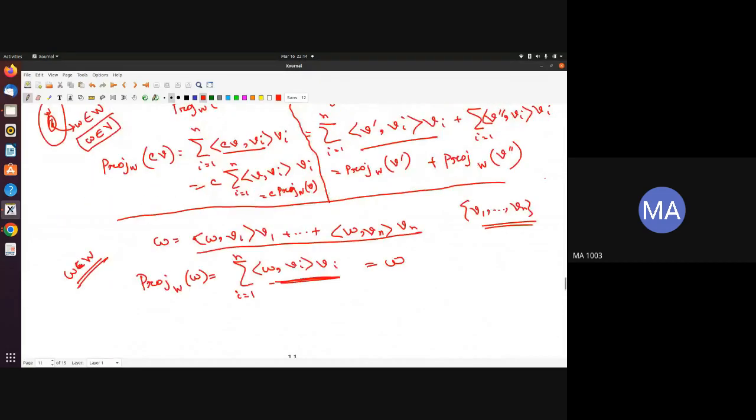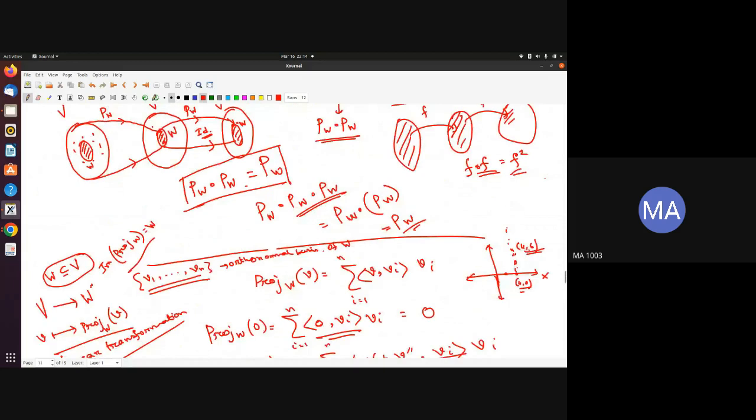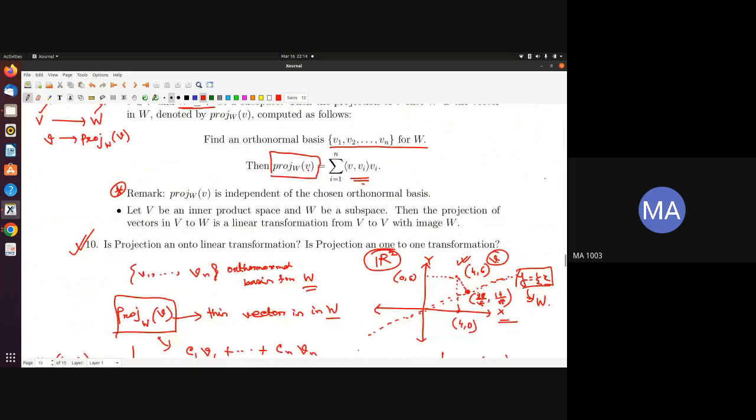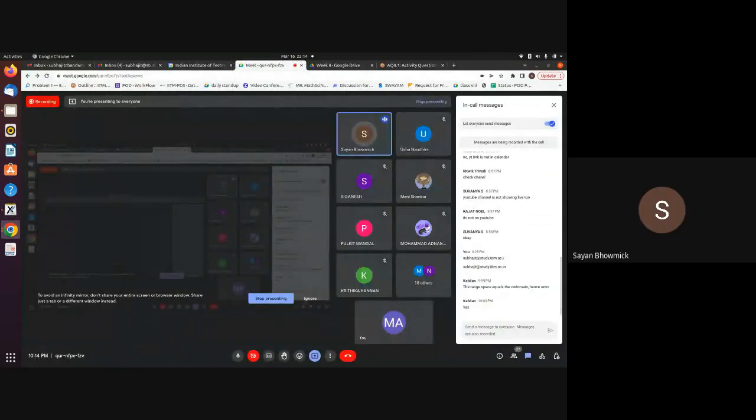Any doubt till this point? So we have done many things again. I will upload this PDF. You should browse through it once again. More or less what we have discussed, is it clear? So far it is.